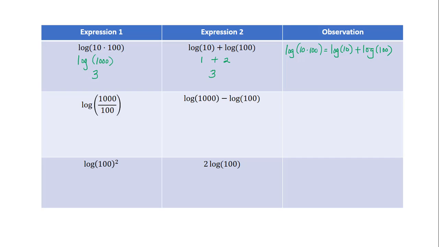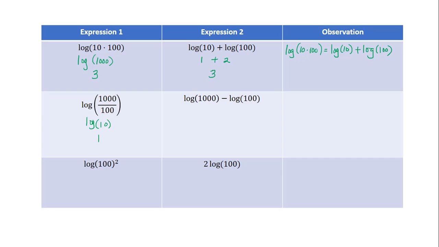In my second row, I have the log of this quotient, 1,000 divided by 100. If we simplify the quotient first, 1,000 divided by 100 is 10. And what is the log of 10? Right, it is just 1, because 10 to the 1 is 10.